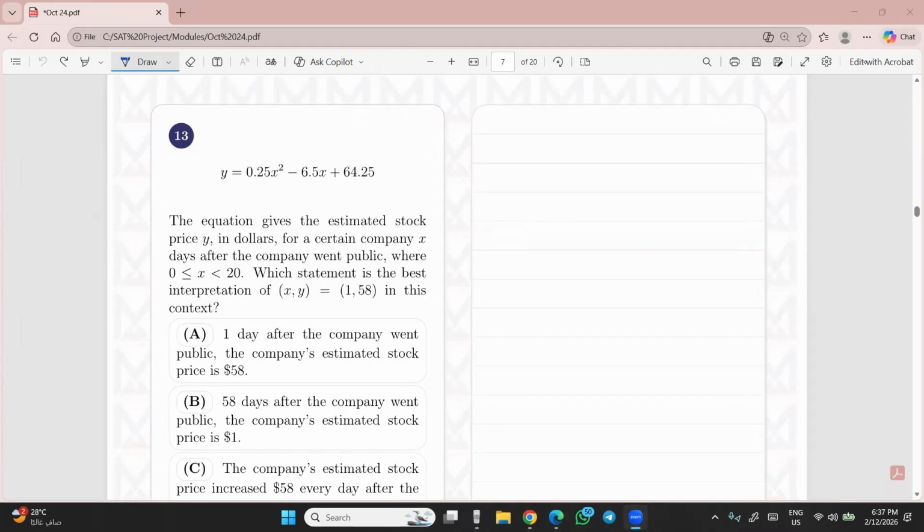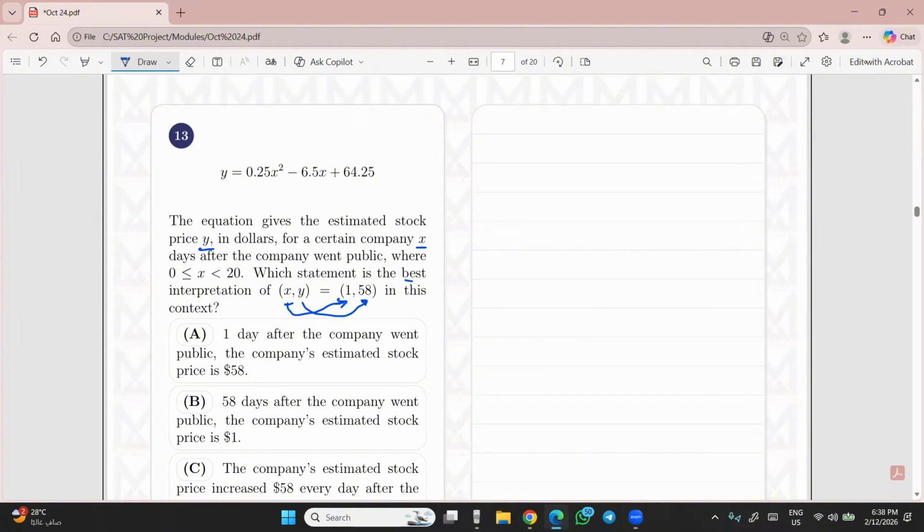In question 13, we have a quadratic equation, and we are asked to get the best interpretation of something. So here, the equation gives the estimated stock price, y, in dollars. So y represents the stock price in dollars for a certain company, x days after the company went public, where x is between 0 and 20. Which statement is the best interpretation of this? x and y is equal to 1 and 58. So here, x represents 1, and y gives 58.